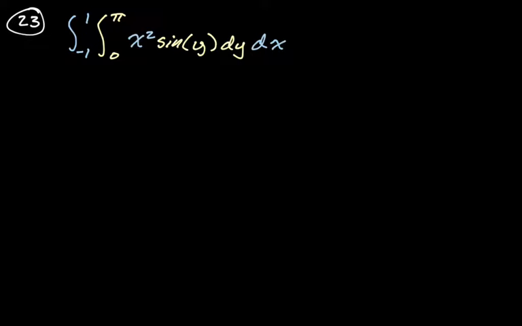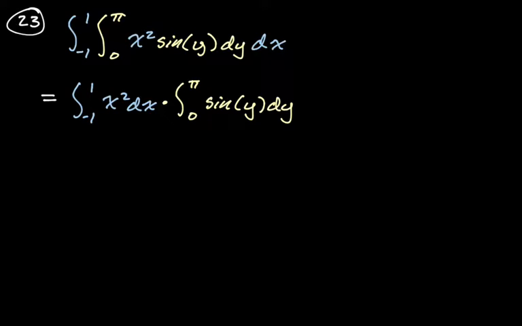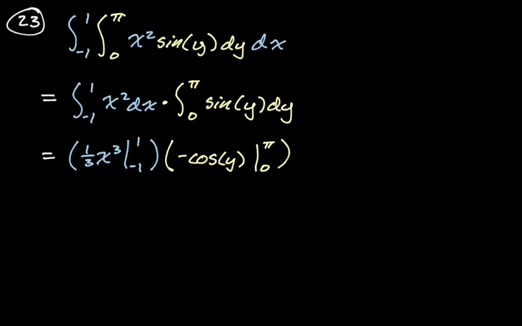So I'm going to split this because it's x squared times sine of y. It's just a function of x times a function of y. Split it into the two different integrals and multiply them. So we're going to get the integral from -1 to 1 of x squared dx times the integral from 0 to pi of sine of y dy. And at this point, it's just two normal Calc 1 integrals. So we integrate x squared, we get 1/3 x cubed from -1 to 1. We integrate sine, we get negative cosine from 0 to pi.